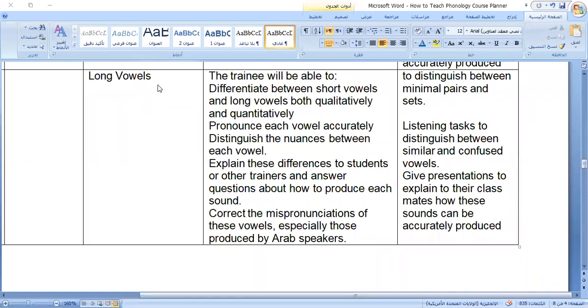The trainee will be able to differentiate between short and long vowels, both qualitatively and quantitatively.